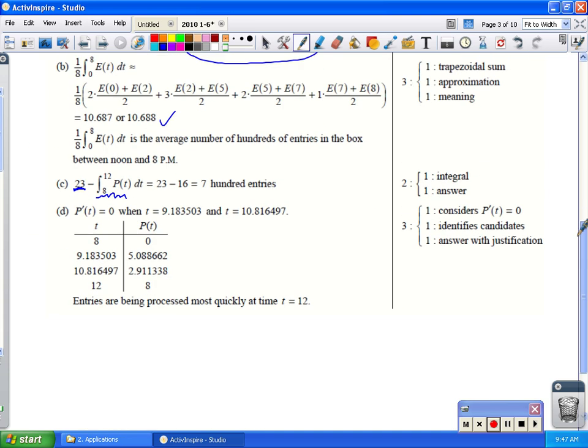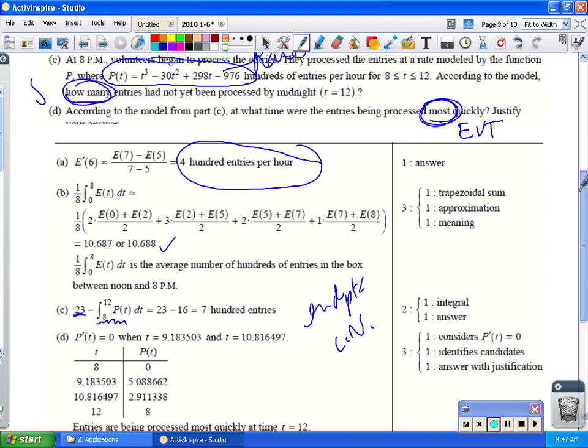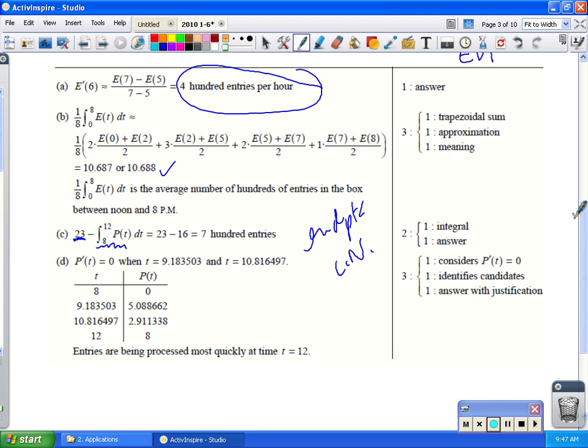Okay? And then the last question, according to the model, at what time were the entries being processed most quickly? Extreme value theorem, ladies and gentlemen. Make sure that when you use the extreme value theorem that you set up a table. Also, make sure that you consider the end points and the critical numbers. This is a calculator problem, so you're going to take your derivative, p prime of t, set it equal to 0 with your calculator. Notice that you would store these numbers right here.